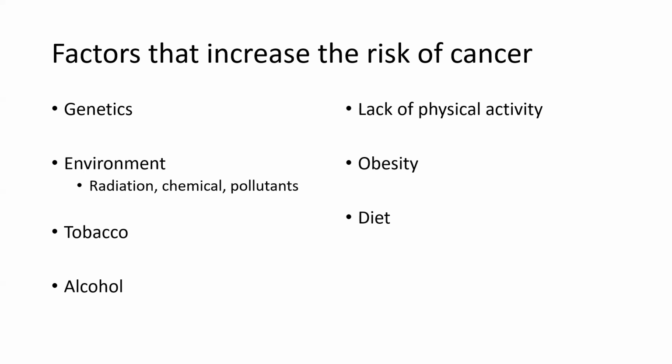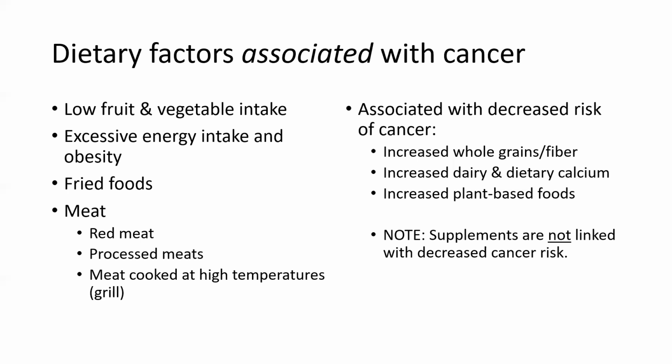Certain dietary patterns are associated with either increased or even decreased cancer risks. And we've talked about some of those before. Let's talk about them again, though. What are some dietary factors associated with cancer? Well, to lower your risk of cancer, you might increase the intake of whole grains and fiber, dairy products, and plant-based foods. It's important to note that supplements have not been shown to reduce any kind of cancer risk. So it's really going to have to be your diet and your lifestyle.